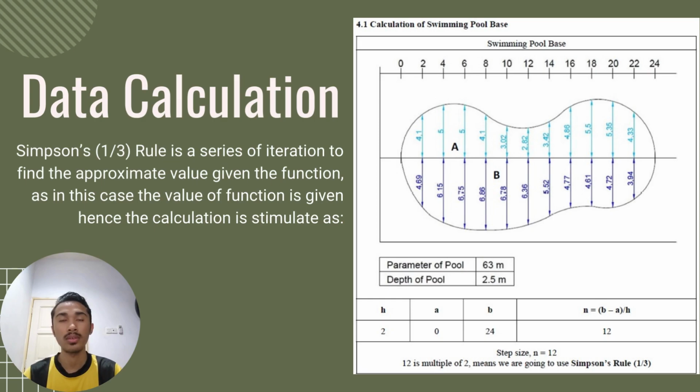So for the calculation, we are using the Simpson's rule method, specifically the 1/3 rule, which is the multiplication of 2 for the interval value. As we can see, the step size is 2, therefore we are using Simpson's 1/3 rule, and the number of steps is 12, which we can get by using the formula n equals b minus a divided by h, where h is the step size.